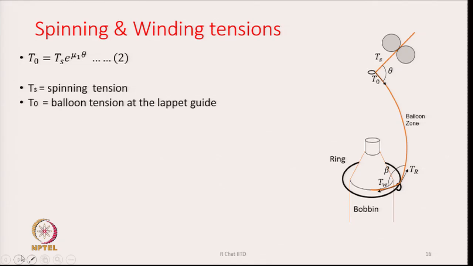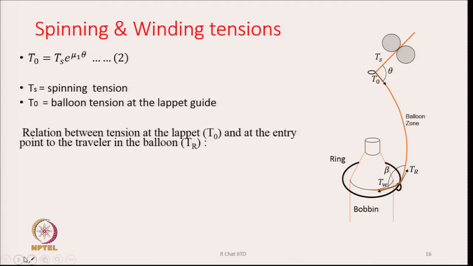Now, the relationship between T0 and Ts: T0 is Ts e to the power mu 1 into theta, where mu 1 is the coefficient of friction between the yarn and the lappet guide. So, T0 is more than Ts, where theta is the angle of wrap.